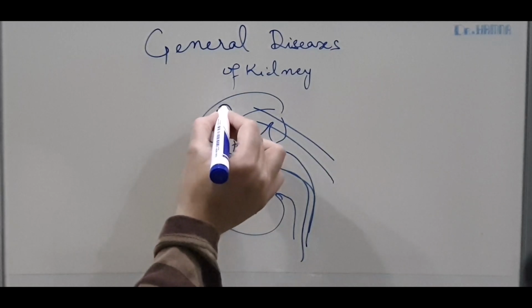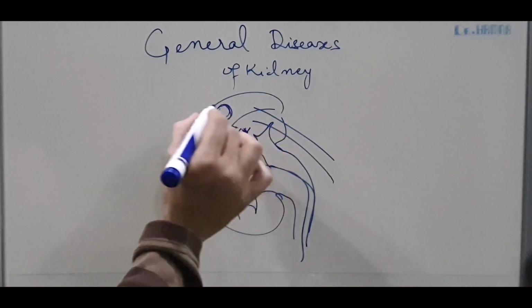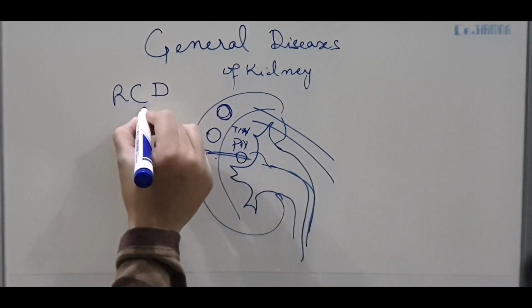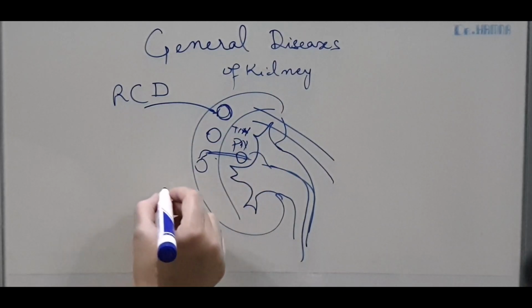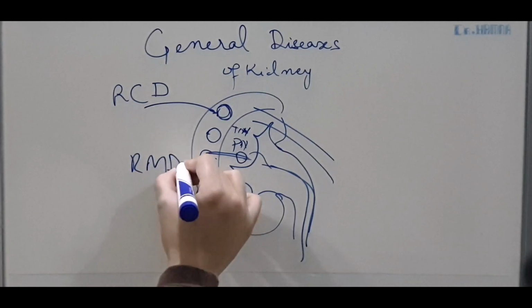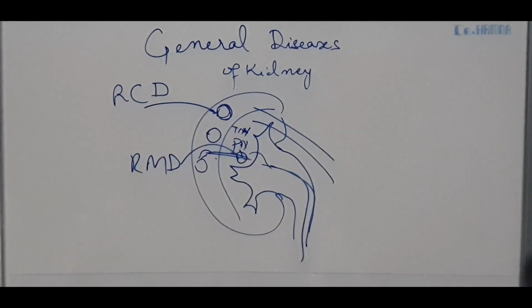Okay, so renal cortical diseases primarily affect glomeruli, while renal medullary lesions primarily affect tubules. Now, renal cortical diseases or glomerular diseases are very vast. We'll start with the shorter topics first, such as acute pyelonephritis and nephrosclerosis, and then we'll move towards the larger topic, that is renal glomerular diseases.